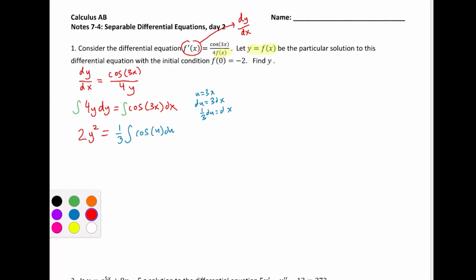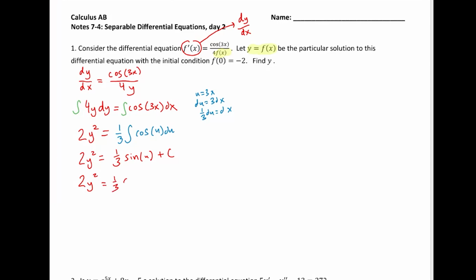That left-hand side is already taken care of, so I just have 2y squared equals 1/3 times the integral of cosine, which at this point, hopefully you've got memorized, is sine u. And of course, we have that plus c that we've already implicitly combined with the other one, so we'll just leave it like that. Now, the only thing left here is we do need to go back and replace that u with 3x, so I'll do that now. 2y squared equals 1/3 times sine of 3x plus c.